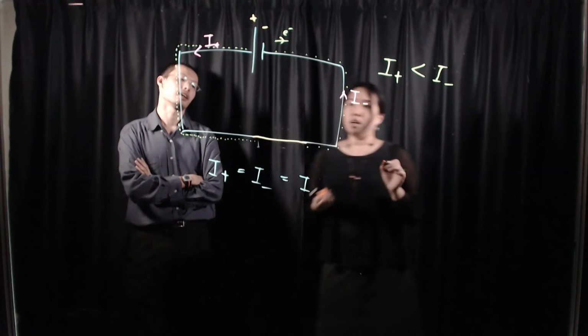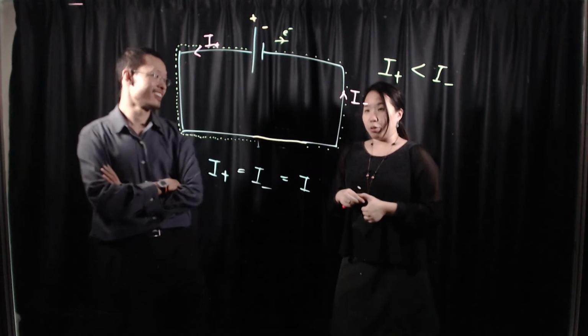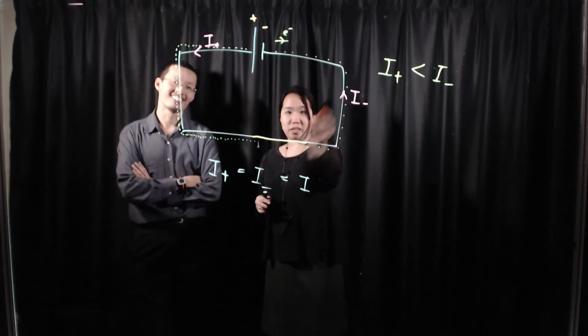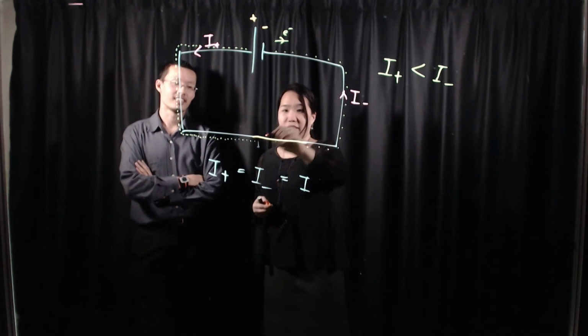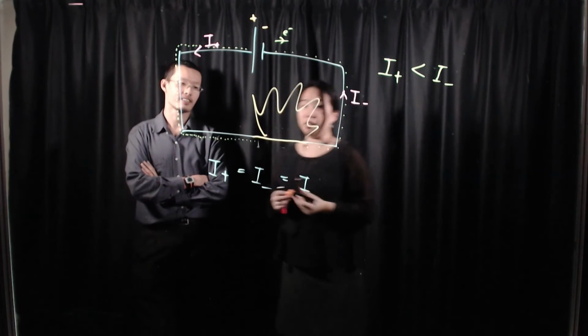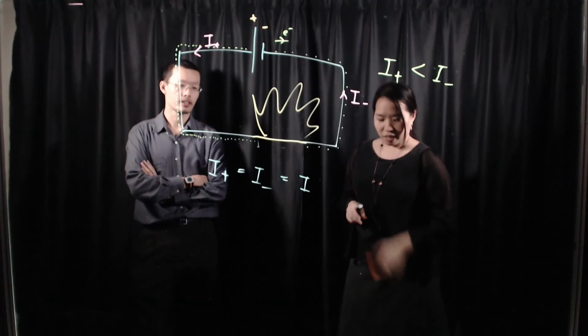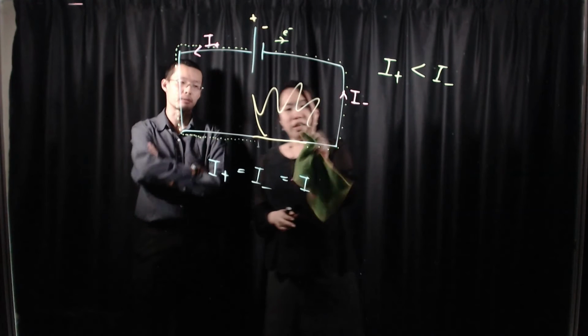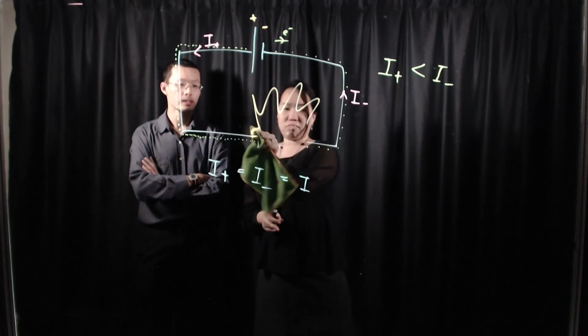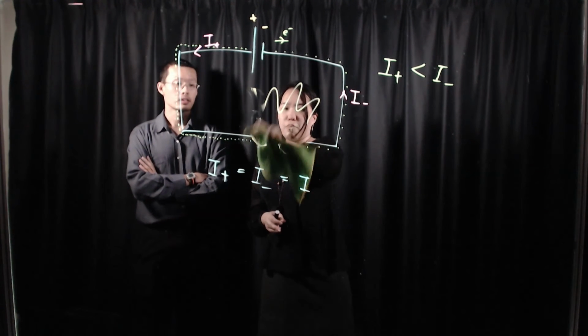Well, no, we can't. That will cause a big problem. There'll be a very high current, and then a short circuit, and there'll be a fire. Not good. But we're just thinking about things. Okay, let's put the resistor back and see what happens.